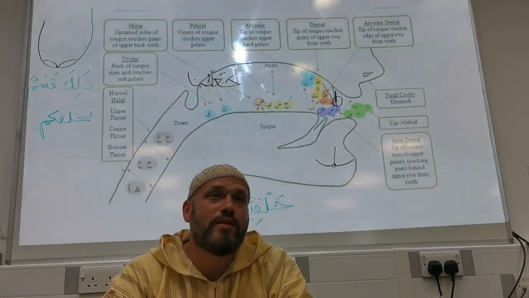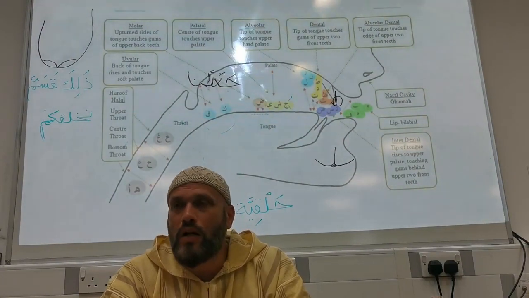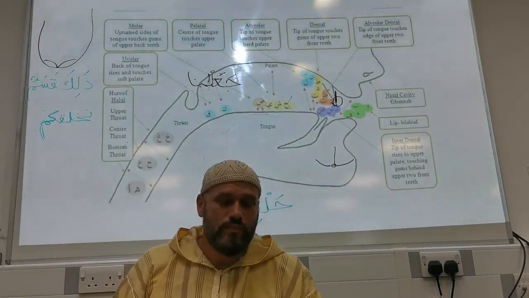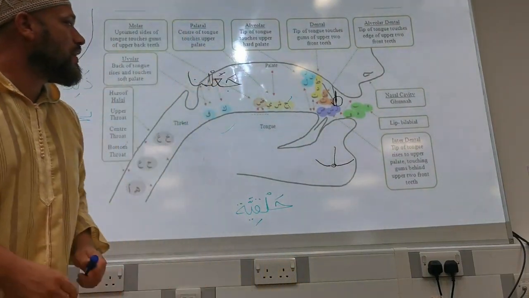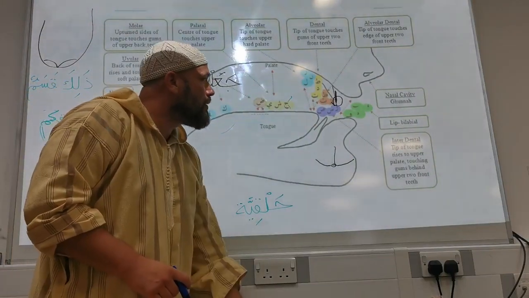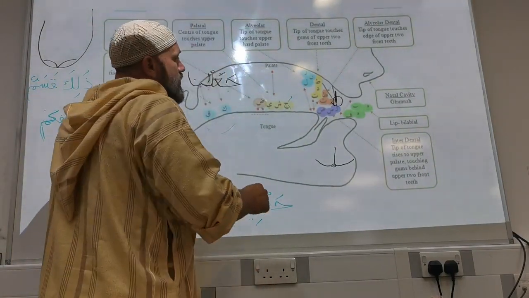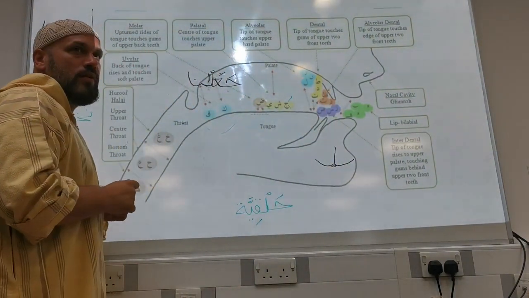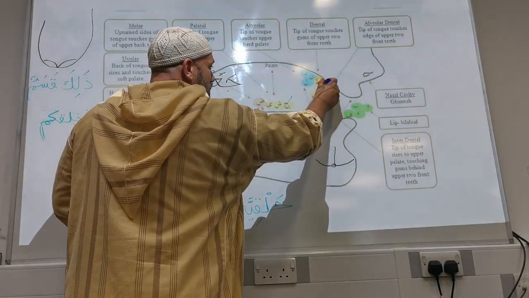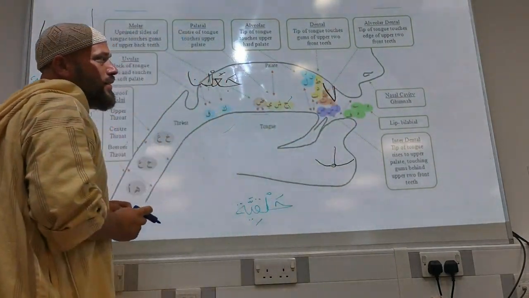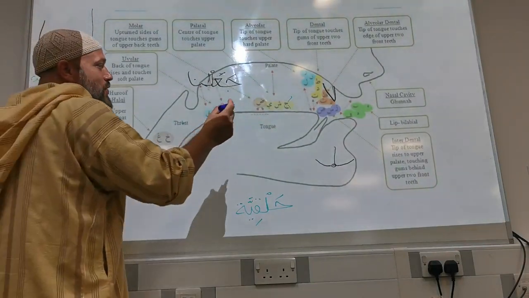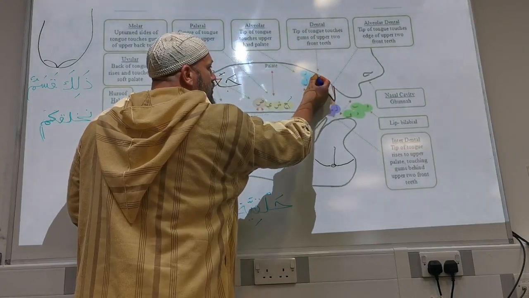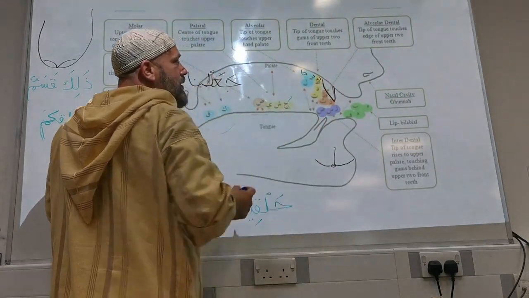Now comes the nice part. It's the ta, the dal, and the ta. These are supposed to be your teeth. Okay, this here. Does everybody see this? Those are the teeth. So now here, your ta will be here. Your dal will be there and your ta will be there.